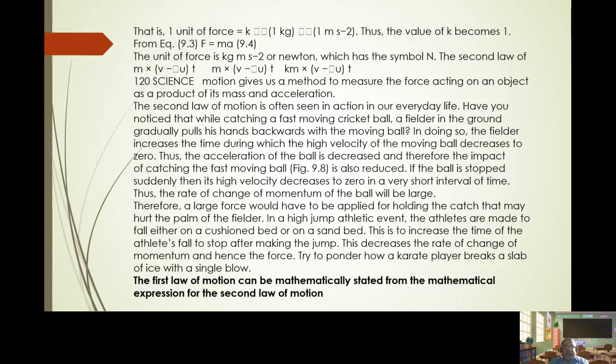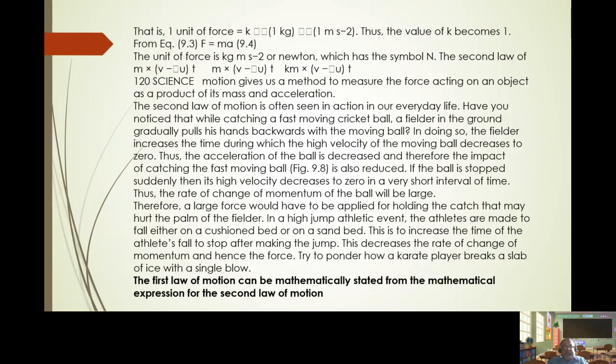The second law of motion: F = km(v - u)/t, that is F = m(v - u)/t, and with k = 1, F = m(v - u)/t. So the second law of motion gives us a method to measure the force acting on an object as a product of its mass and acceleration. The second law of motion is often seen in action in our everyday life.